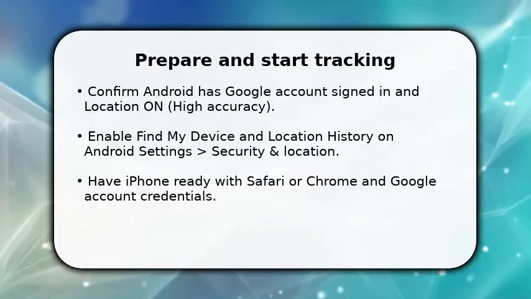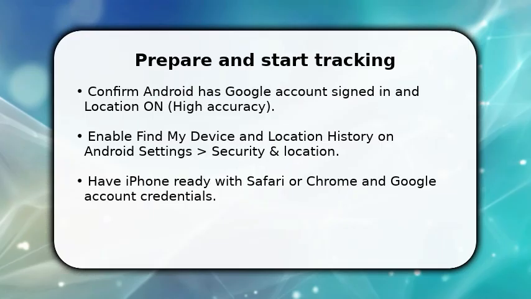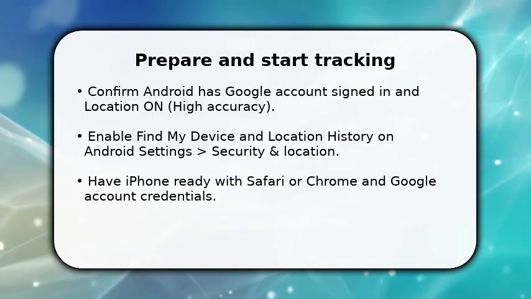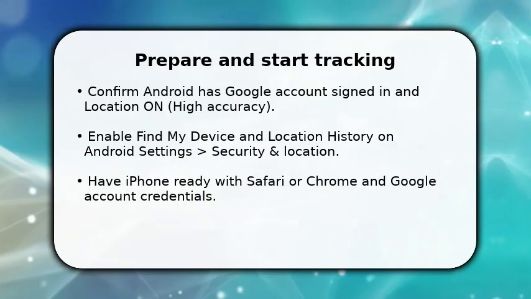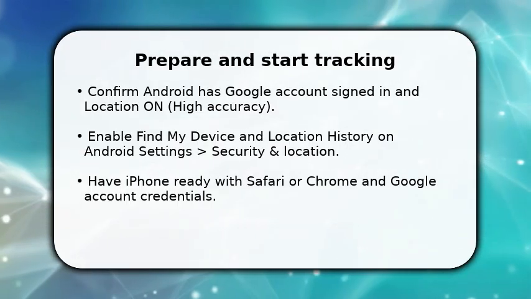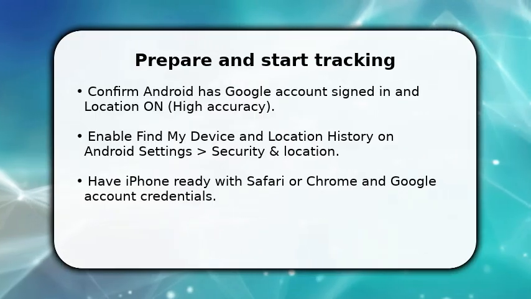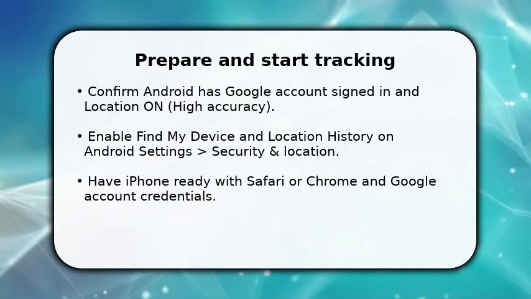You'll start immediately by verifying essentials on the Android. Make sure location is set to high accuracy and the device is signed into a Google account. Once done, enable Find My Device and Location History in Android settings so the phone can report position.